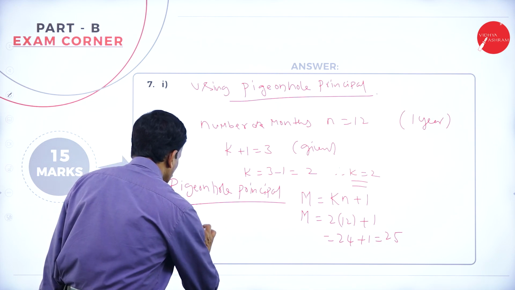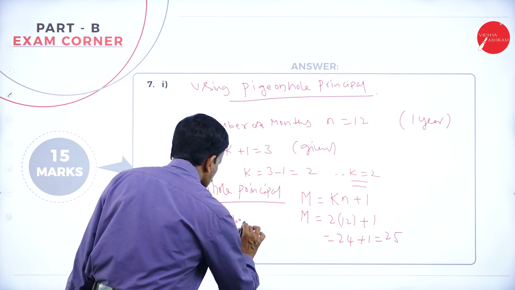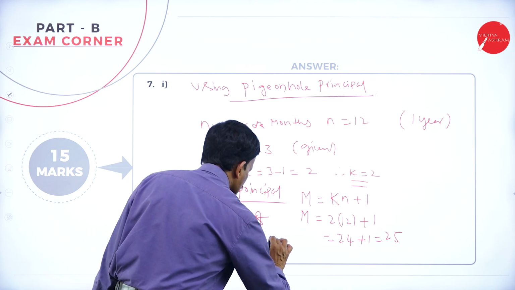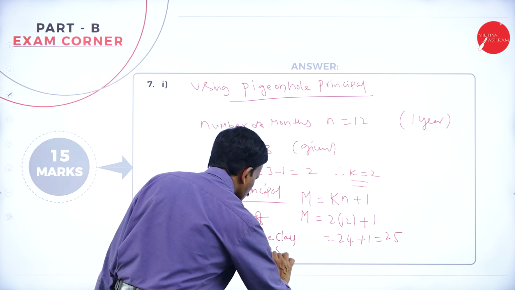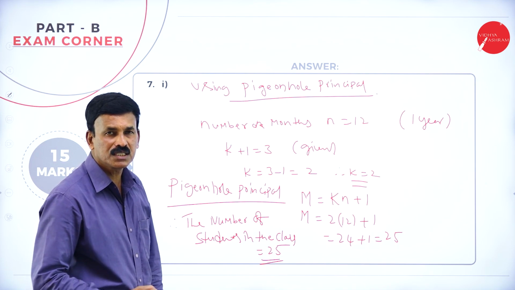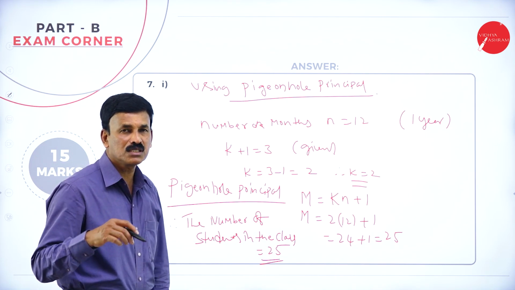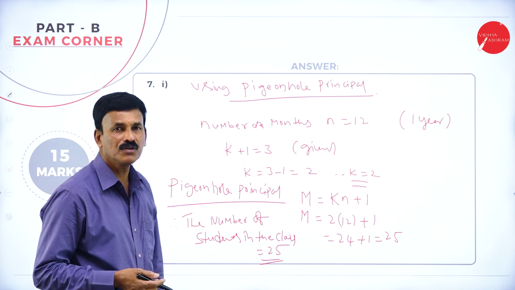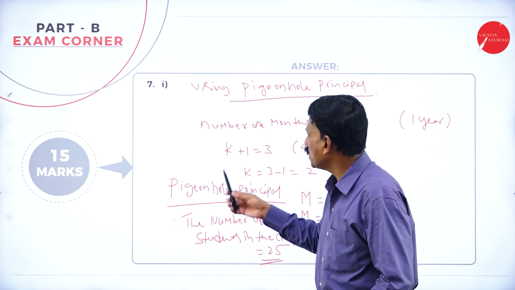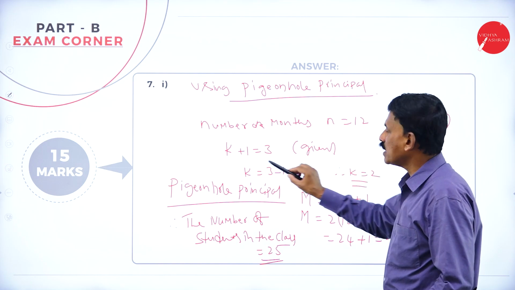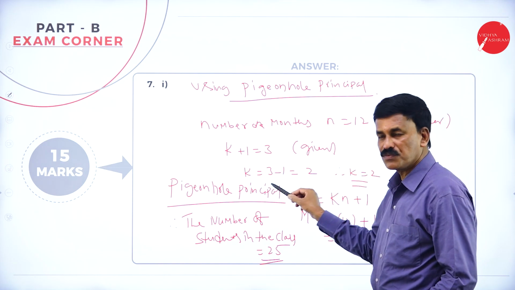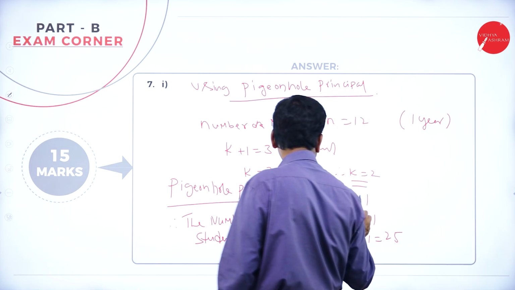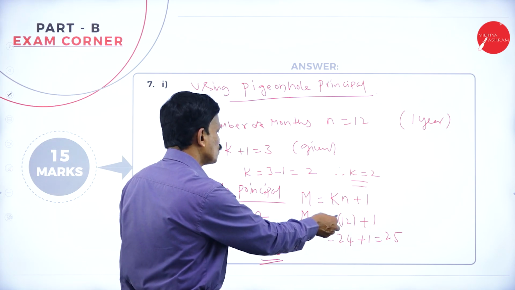So the number of students in the class is equal to 25. If 25 students are there, then at least 3 students must be born in the same month. This is how we simplify using the pigeonhole principle. Very simple problem: the number of months in a year is 12, and given that k plus 1 is equal to 3, k is equal to 3 minus 1, which is 2. Using the pigeonhole principle, the number of students M is equal to kn plus 1, k into n is 24, plus 1, that is 25.